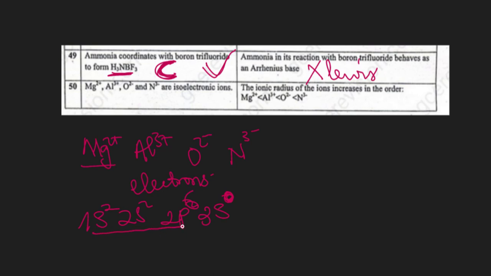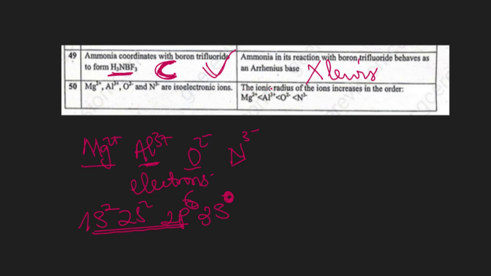And for each of these, aluminium, oxygen, nitrogen, they will all have the same 10 electrons, because as nitrogen is having 7, it will gain 3 more to go to 10. Oxygen has 8 and will gain 2 more to go to 10. Aluminium has 13, losing 3, coming back to 10. So they have the same number of electrons.